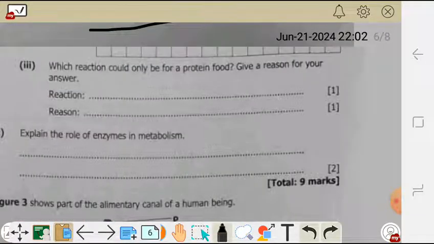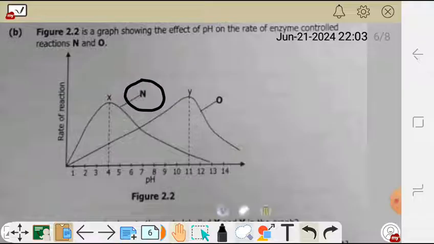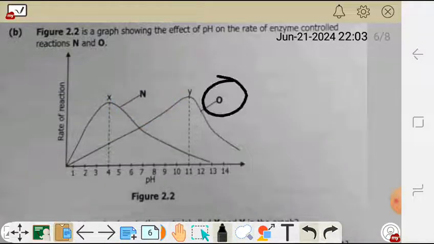So going back to our question, it is saying which reaction could only be for a protein. Which reaction could only be for a protein? Give a reason for your answer. So we have the same reactions, which are reaction N and O.